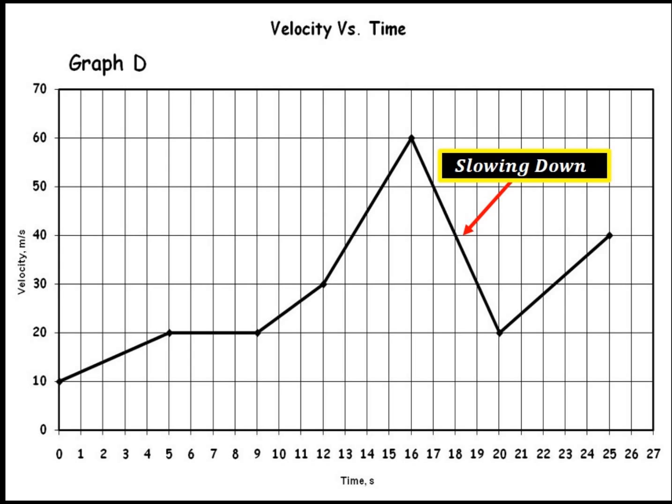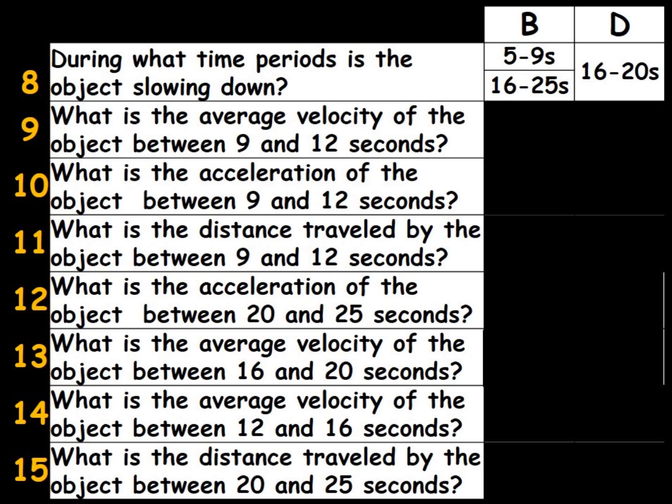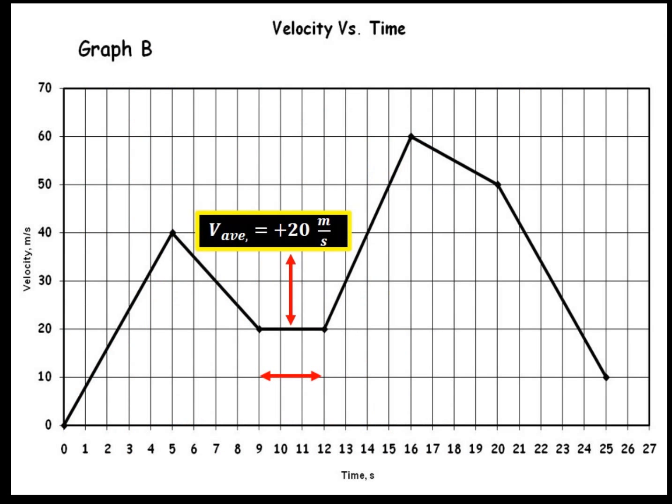You just look at the beginning points and end points on the x-axis, and that's going to be the answer to the question. So there are 2 different areas on B, 5 to 9 and 16 to 25. Even though there were 2 different slopes, it's still slowing down, but at a different rate.